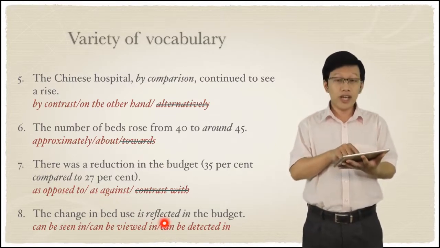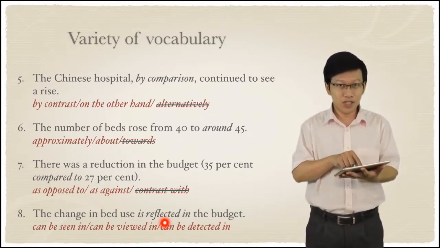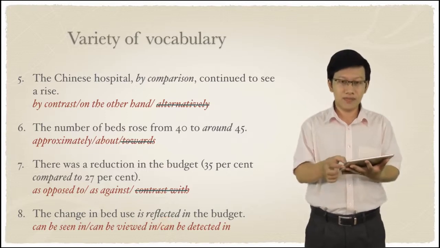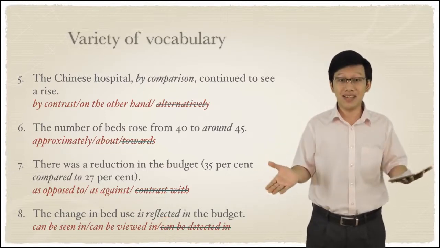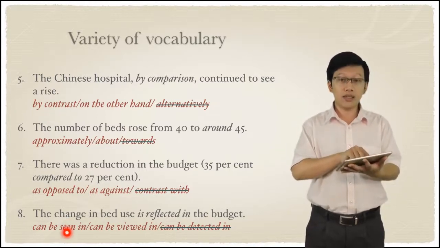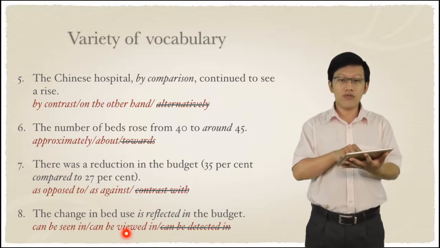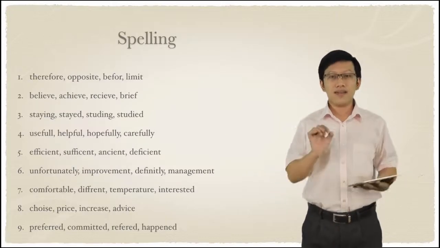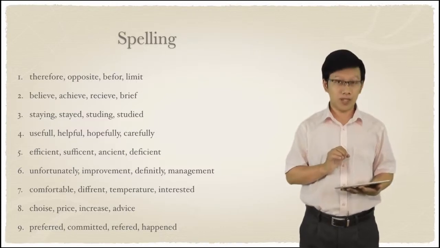Finally, the change is reflected in the budget. What cannot be used to replace this? Can be detected. We can say the change in bus use can be seen in the budget or can be viewed in the budget, but not can be detected. Okay, now let's go to the next point, which is spelling.